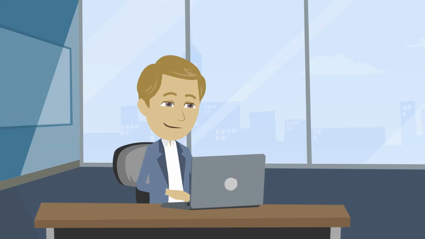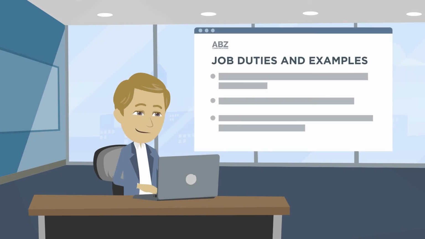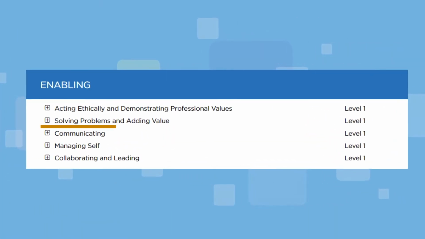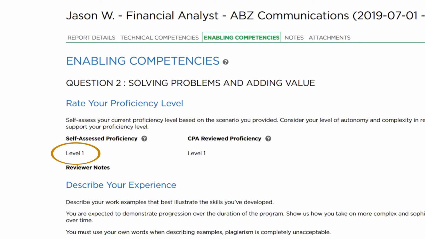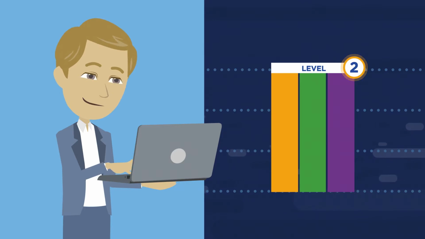Now let's walk through enabling competency progression with an example. Jason consulted his journal and recalled a problem he needed to solve, determining that this work experience falls under the competency of solving problems and adding value. In the past, he self-assessed at Level 1 in this area, and CPA Ontario had agreed. However, Jason now believes he has demonstrated progression and is ready to self-assess at Level 2.